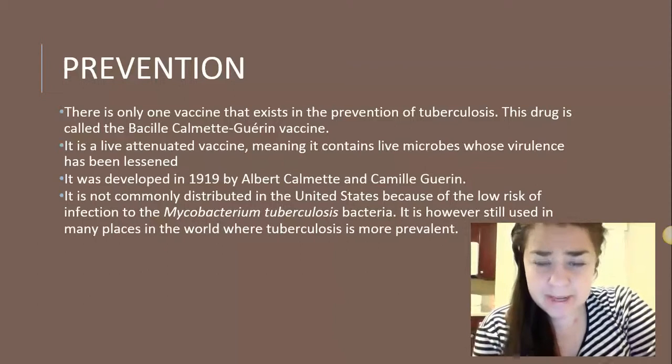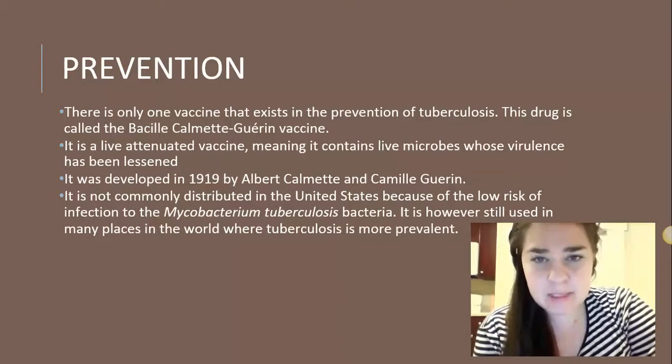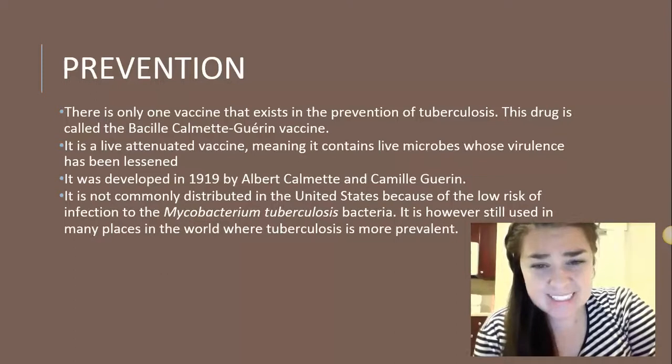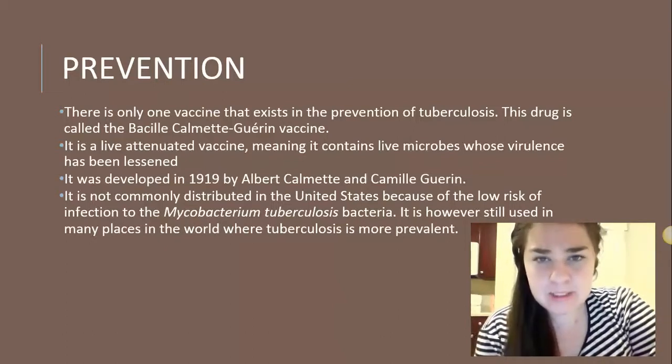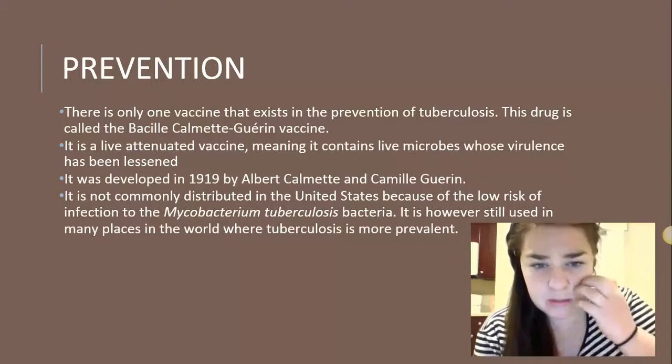So there is only one vaccine that exists for the prevention of tuberculosis. This vaccine is called the Bacillus Calmette-Guerin vaccine. It is a live attenuated vaccine, which means it contains live microbes whose virulence has been lessened. It was developed in 1919 by Albert Calmette and Camille Guerin. It is not commonly distributed in the United States because of the low risk of infection to the Mycobacterium tuberculosis bacteria. It is, however, still used in many places in the world where tuberculosis is more prevalent.